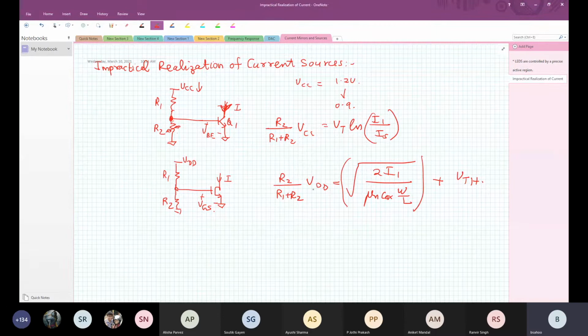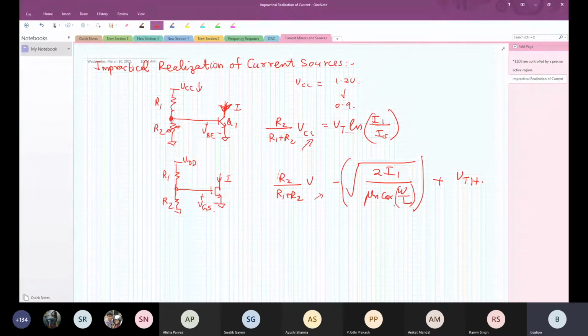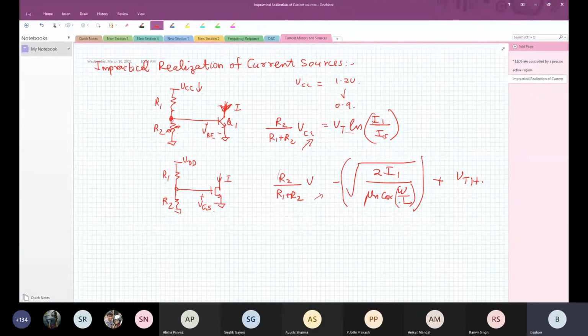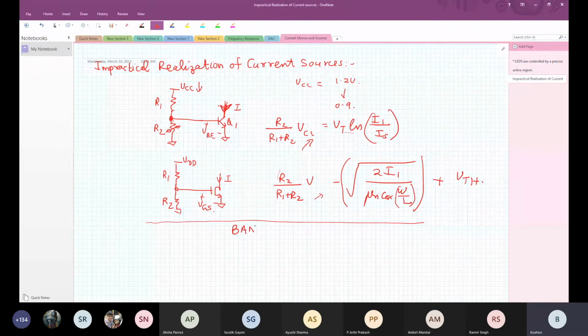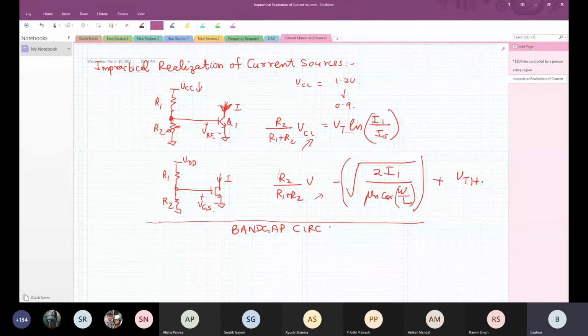So now here you can clearly see that if VCC changes, my current is going to change. Similarly, if VDD changes. Similarly, if the ratio changes due to variation in R1 and R2, it will change. And also if the W over L changes, it is going to change. It is going to vary, because if you build so many of them, you will have a lot of problems. So that's why we do not go for current source realization using this. We realize them using band gap circuits.